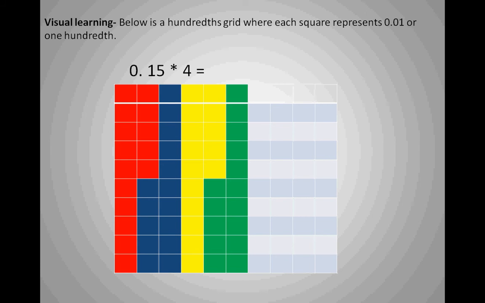Below is a hundredth grid where each square represents 0.01 or 100th. The problem is 0.15 times 4. As you can see, there are 4 different colors in the grid, and each color contains 15 boxes. The 15 boxes represent 0.15, and the 4 colors represent the number 4. In other words, there are 4 15s, which is 15 times 4, and the product is 60. So there are 60 boxes that are colored in, which is the decimal of 0.6, and the answer will be 0.6. So now, let's look at the rules.